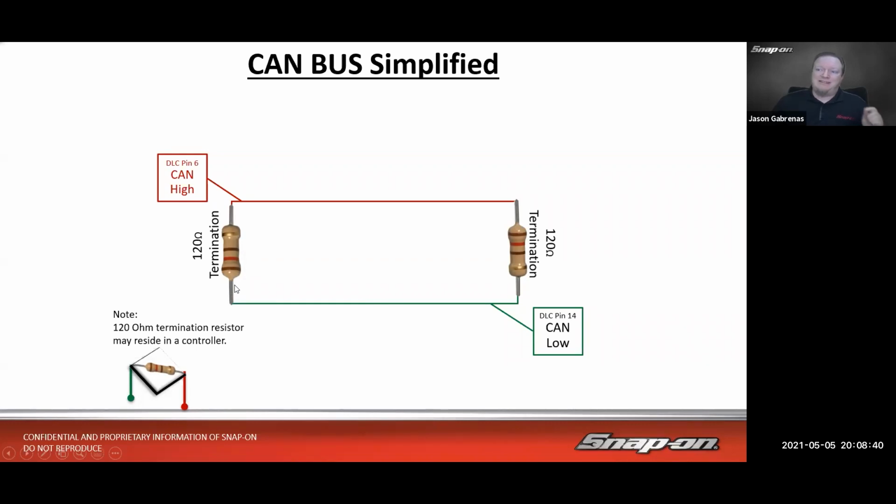Really the only test you can do on a CAN bus with a meter, just like a voltmeter or ohmmeter, is testing the resistance of those termination resistors. If I were to hook up across pin 6 and 14, I should see about 60 ohms, give or take a percent or two on either side. And why 60 instead of 120? Because it takes both sides and averages it out. 120 divided by 2 gives us that 60.